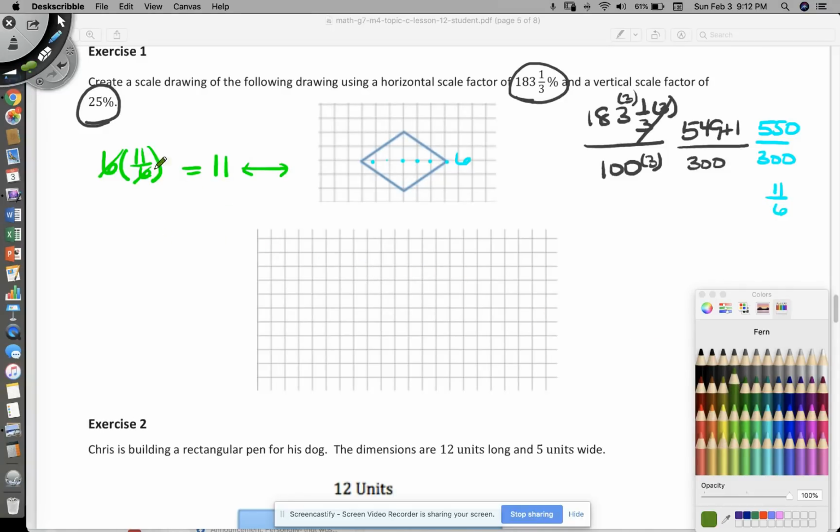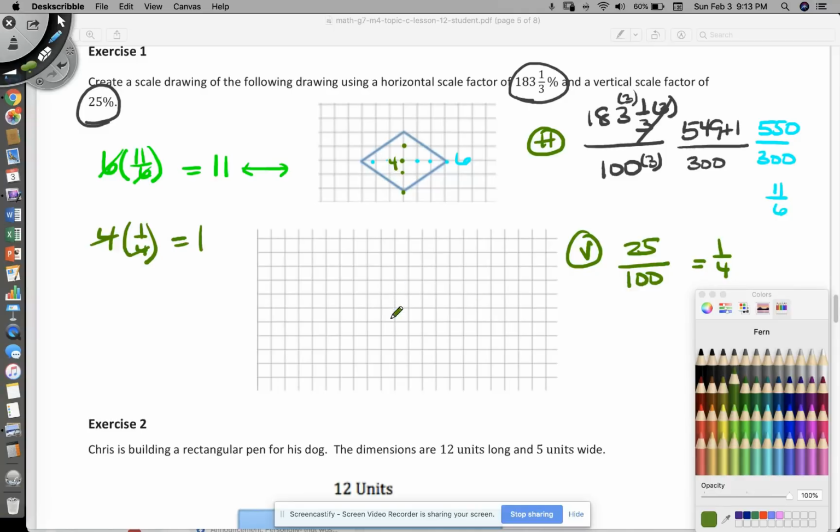Now let's talk about the vertical. Okay, my vertical scale factor, so that this was horizontal, my vertical scale factor is 25%, so 25 over 100, and I can reduce that down to 1 to 4 is my scale factor. So I'm going to count my vertical, which is going to be 1, 2, 3, 4. So I'm going to say 4 times 1/4, and the 4's cancel, leaving me with 1 unit. So you're going to redraw this, and I want you to go 11 units this way, but just 1 unit up. So it's going to be kind of taking this image and flattening it, but sticking the sides out.